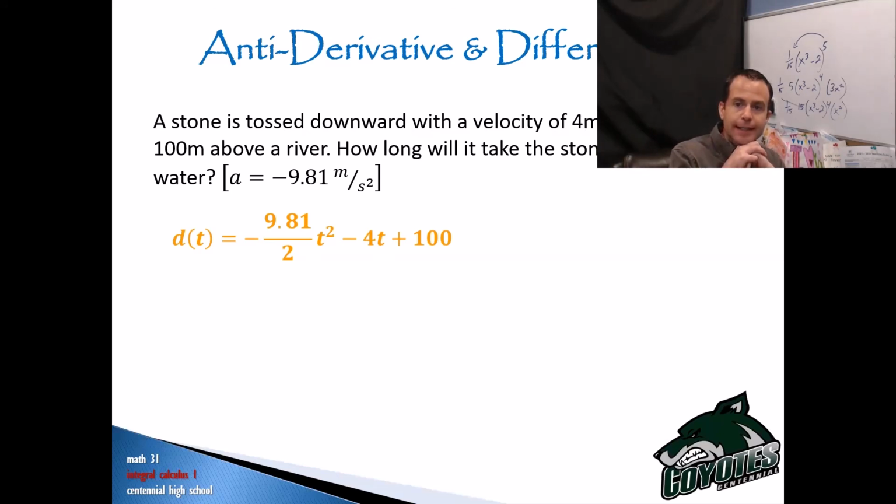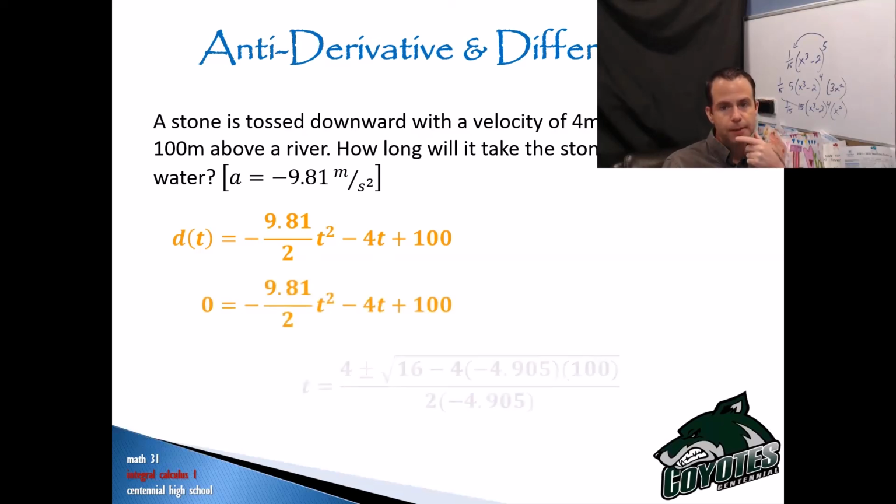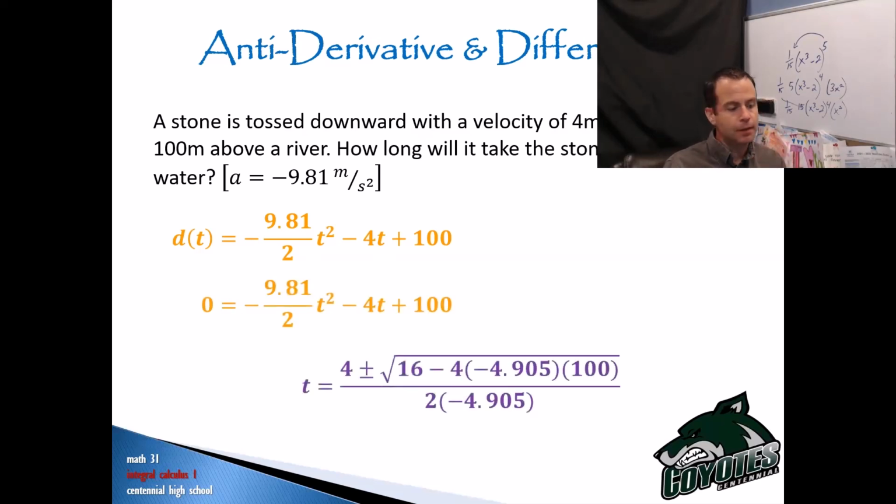Okay. Given this quadratic that I'm looking at, I'm not going to try and factor this because I've got this wonky coefficient in the front. So I'm going to go straight to the quadratic formula. Okay, setting it equal to 0 and solving. So my b value is negative 4. My a value is negative 9.81 over 2, which I just wrote here as negative 4.905. And my c value is 100.